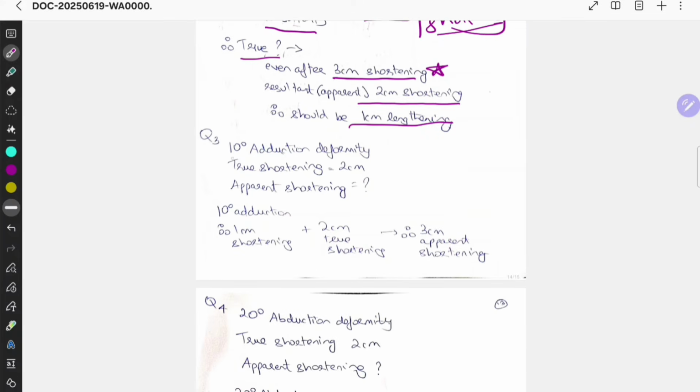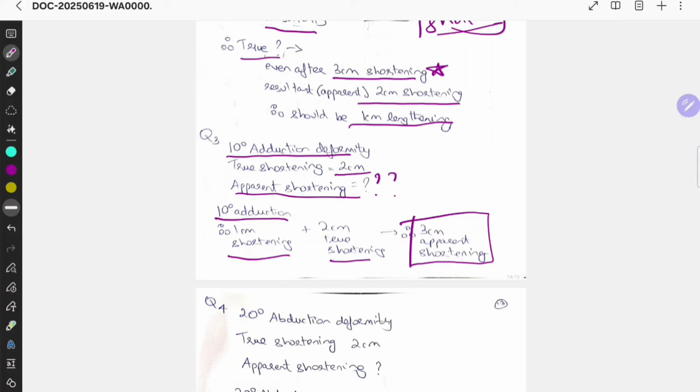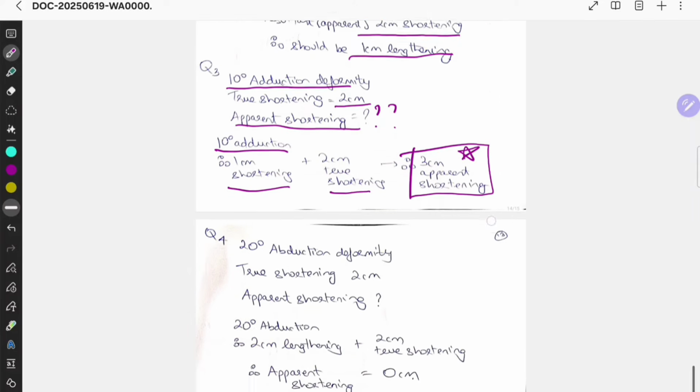Let's suppose the third question: the patient has 10 degree of adduction deformity, and the true shortening is 2 centimeter. Now we have to measure the apparent shortening. Very simple. 10 degree of adduction deformity, what does that mean? There would be 1 centimeter of shortening, plus there is 2 centimeter of true shortening. So what should be the apparent resultant effect? The resultant effect is 3 centimeters of apparent shortening.